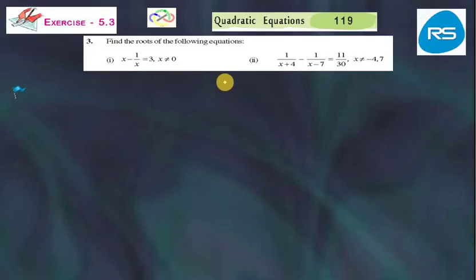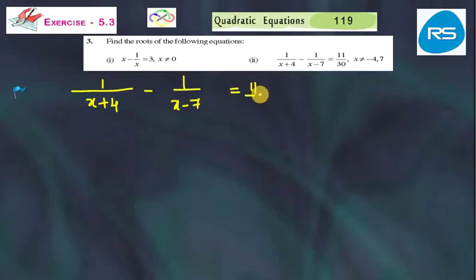So come back to question number 2. In question number 2, he has given 1 by x plus 4 minus 1 by x minus 7, that is equal to 11 by 30.